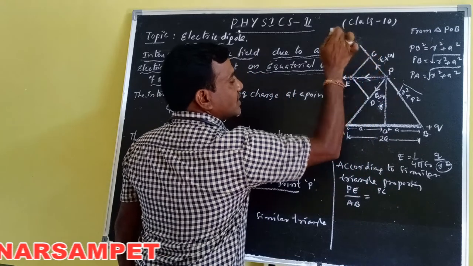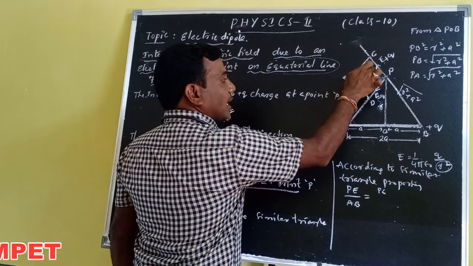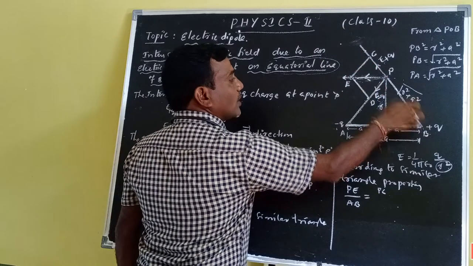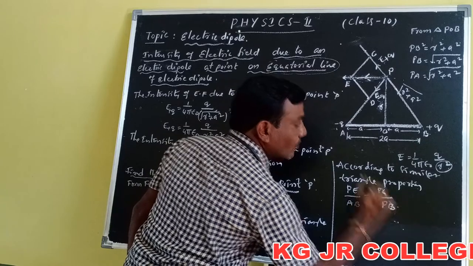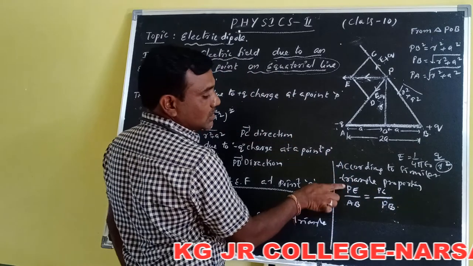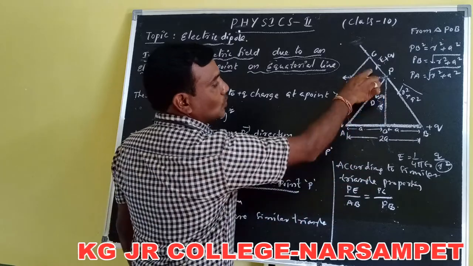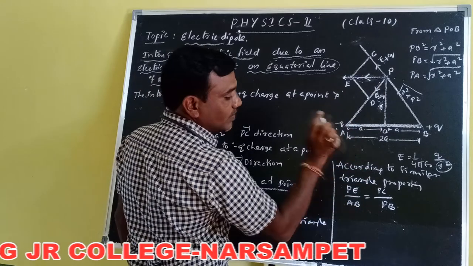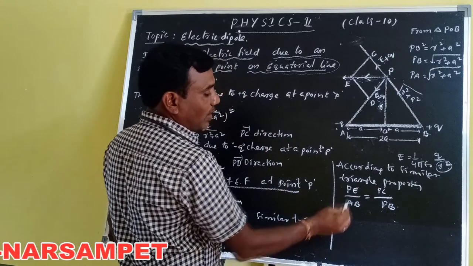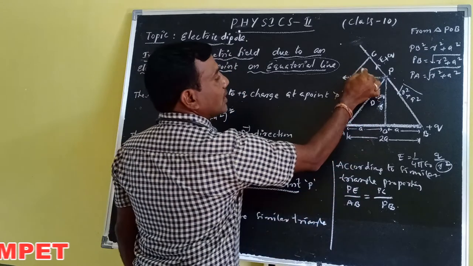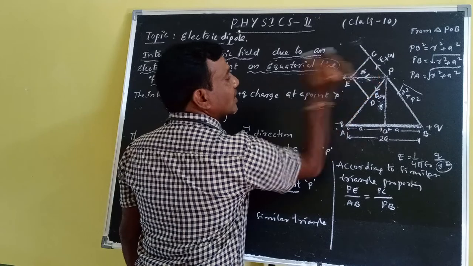PC. At the same time, on the same side of the similar triangle, what is PB? PC by PB. Okay, the ratio of all sides of the two triangles is equal, according to the similar triangle property. Now we find the P equal to the final intensity of electric field E.